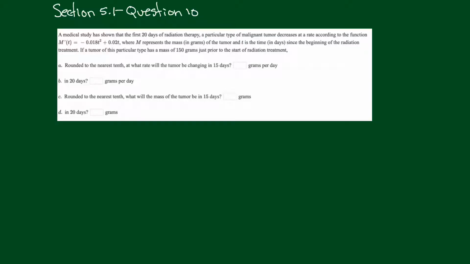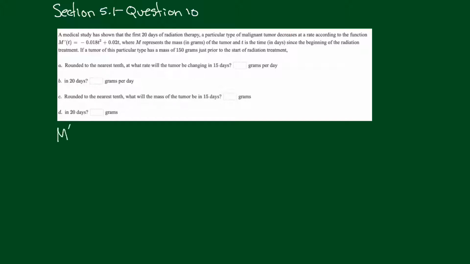So we've got a word problem here, and what we're saying is that a medical study has shown that during the first 20 days of radiation therapy, a particular type of malignant tumor decreases at a rate according to this function right here. Now look, here's what it says. It decreases at a rate. Decreases at a rate, that's a derivative, right? When you see decreasing, you're thinking derivative. Rate, you're thinking derivative. So here's what we're given.